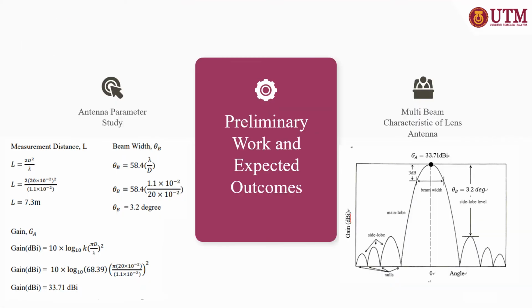The next part is preliminary work and expected outcome. First of all, antenna parameter study must be made in order to find the measurement distance in an anechoic chamber, antenna gain, and the beam width. It is important to calculate the antenna parameters before the measurement starts in order to set the measurement distance between the transmitter and the lens antenna. Since the expected beam width and antenna gain are already calculated, the expected outcome for multi-beam characteristic of lens antenna can be determined.